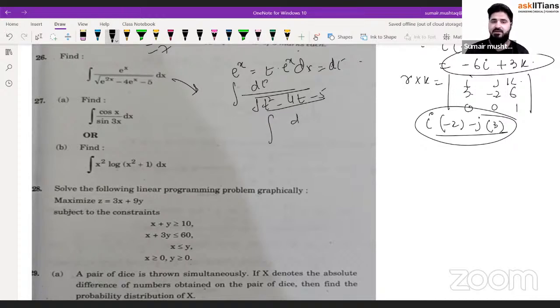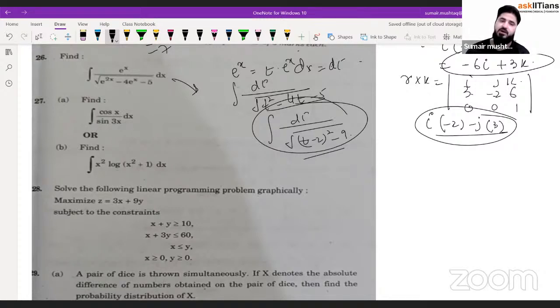So this will be integral dt divided by root of, minus 1. So I can write this as t minus 2 whole square minus 9, minus 4, 5 minus 4, that's minus 9. Now you can use this thing. Easy. Okay, you can go the derivative. After that, give the value of t as e to the power x, right?